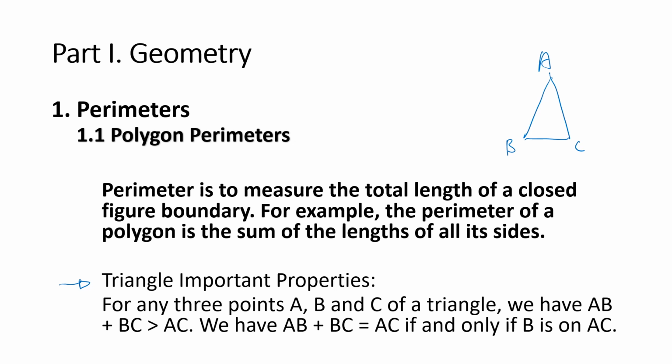And if we want to have AB plus BC equal to AC, one can imagine this B point has to approach the line of AC until B is on the line of AC. So in that case, we would have AB plus BC equals AC. But in this case, there is no triangle. So any two sides of the triangle should be bigger than the third side.